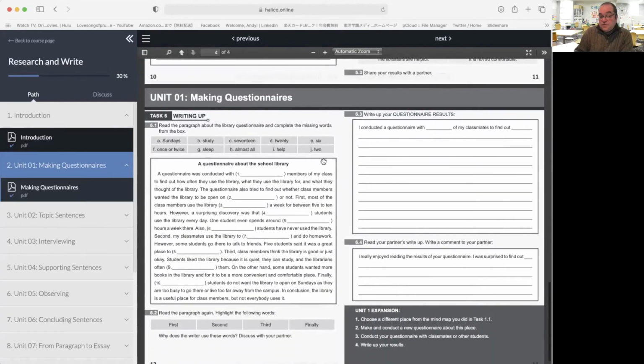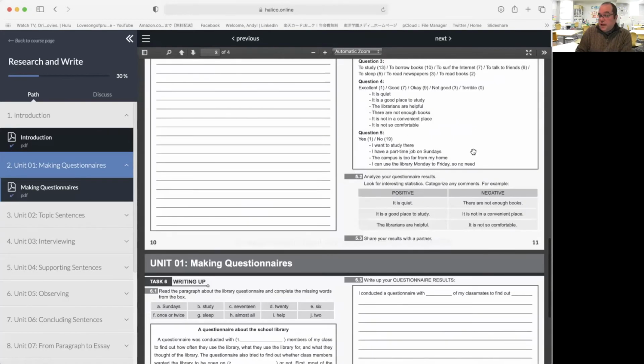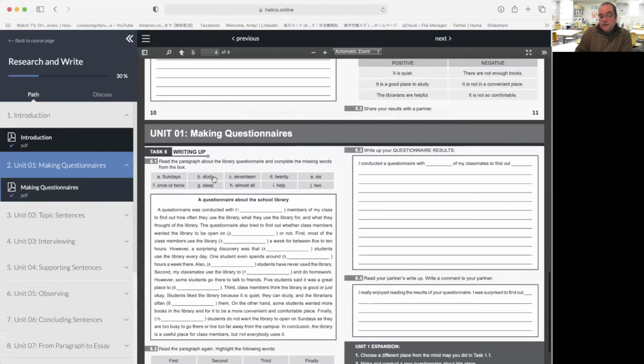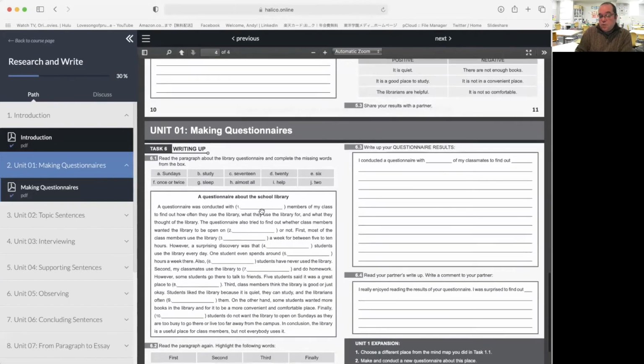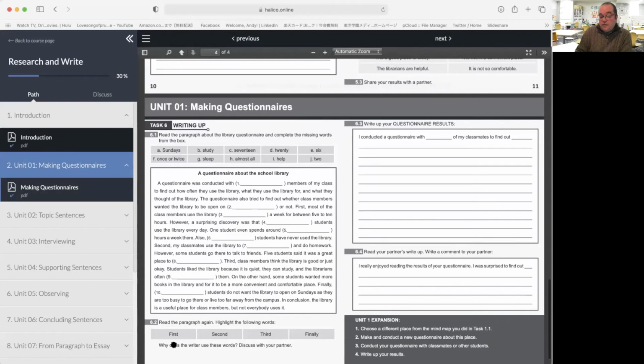Students are then introduced in Unit 1 to an example paragraph where the research for the library questionnaire is written up, and students match the missing words into the paragraph and highlight some of the key words in that paragraph. And then they do the same activity for their own questionnaire research. There's also an expansion activity where they can choose a different place and do another questionnaire to expand, possibly as a homework task.